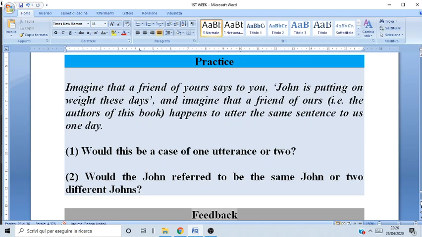Would this be a case of one utterance or two? And would the John referred to be the same John or two different Johns? Obviously, you don't need too much time to think about that one. But of course, they are two utterances, two acts of saying something, and we're probably not referring to the same John.